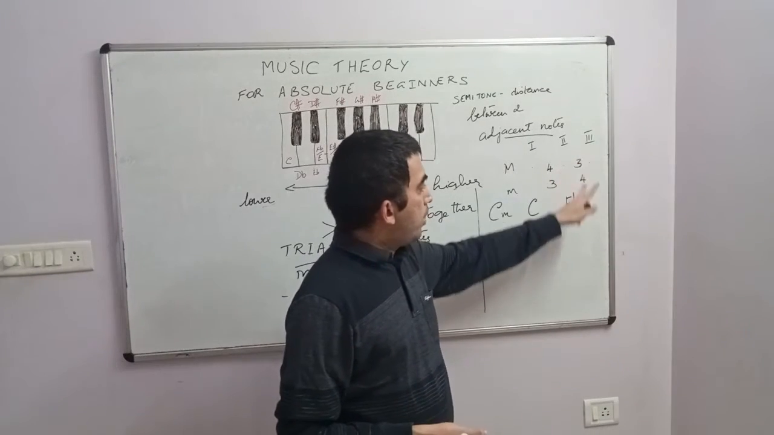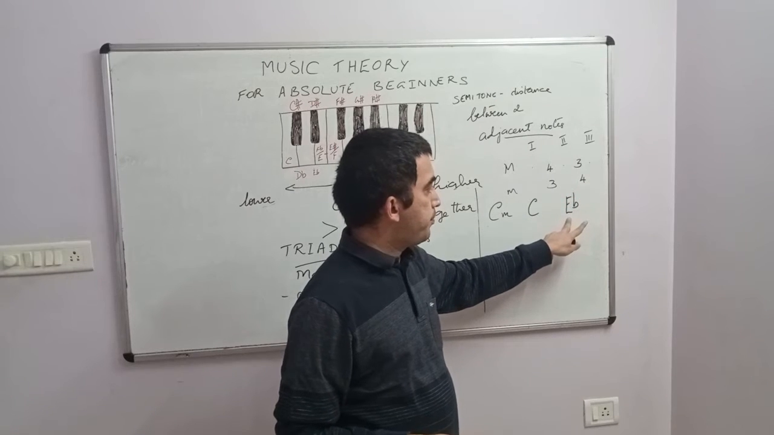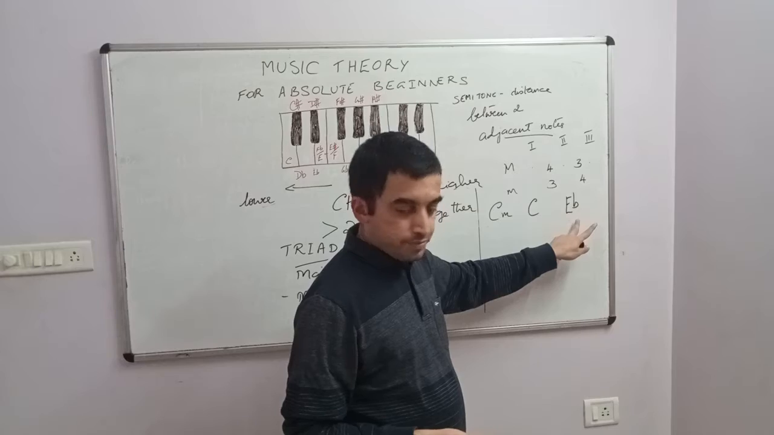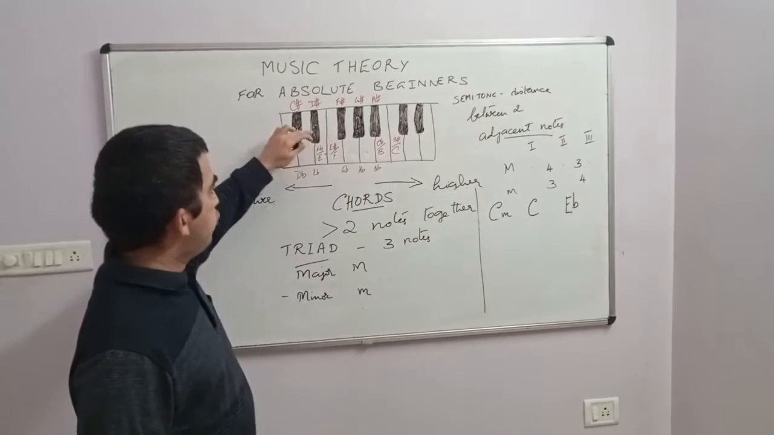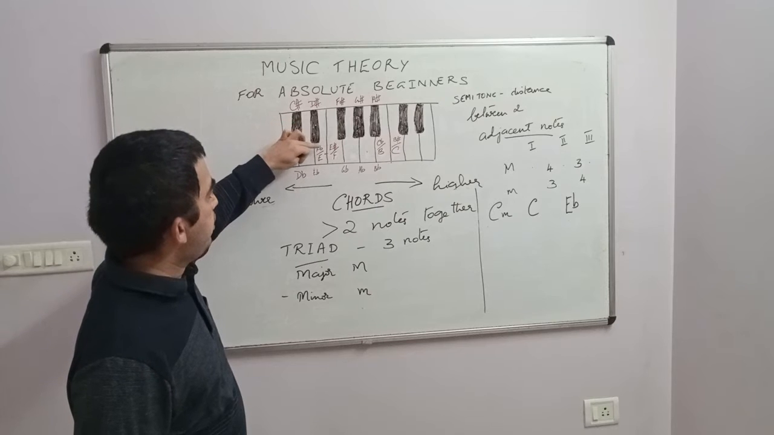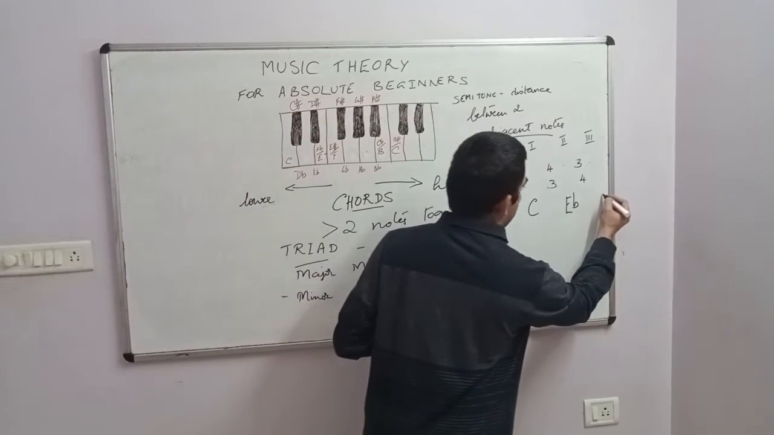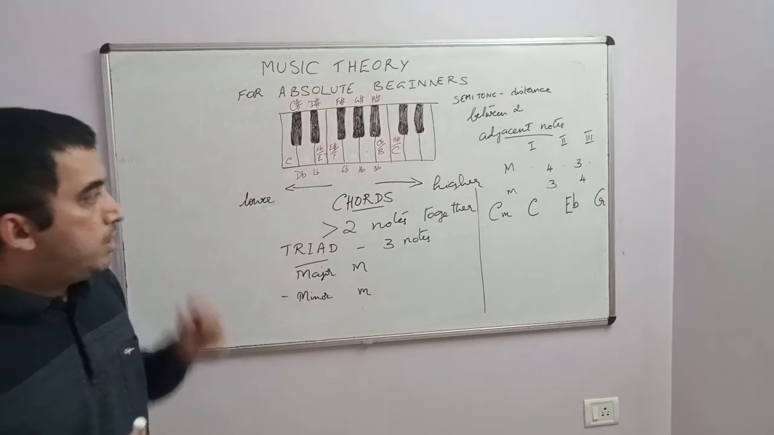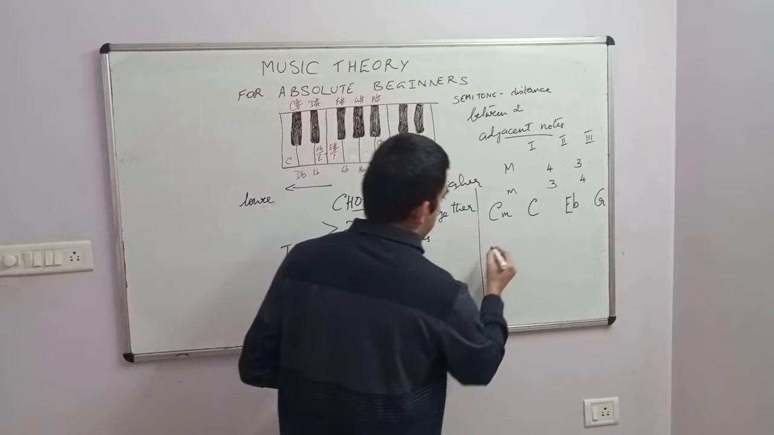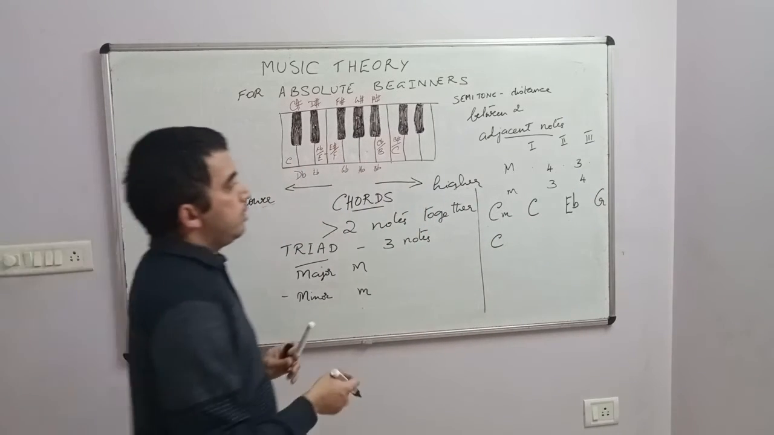Right. So after that, you count 4 semitones from the second note. You count from E flat, upwards, 4 semitones from E flat. So E flat, 1, 2, 3, 4. So this will be G. Correct? Okay.